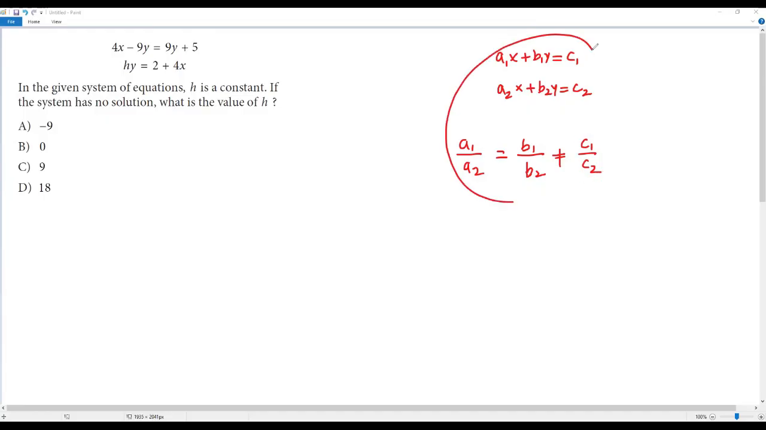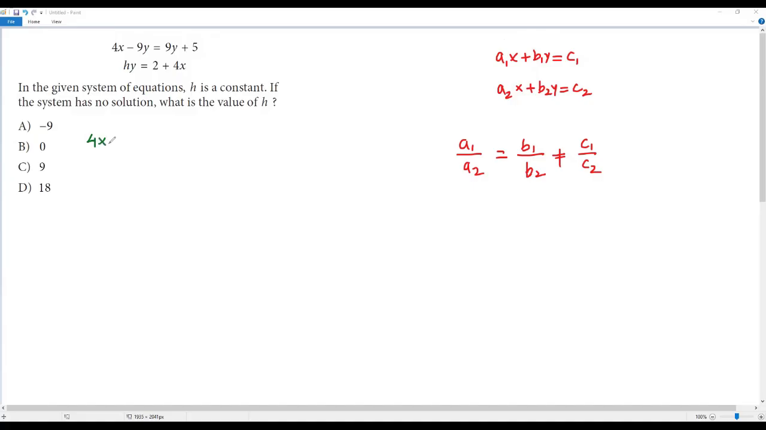Using the stuff we have discussed, we can solve this problem. For that, we need the given two linear equations in standard form, like this one. That is, we need the x term and y term on one side of the equation. The constant is on the other side of the equation. Okay, now let me write the first one in standard form.